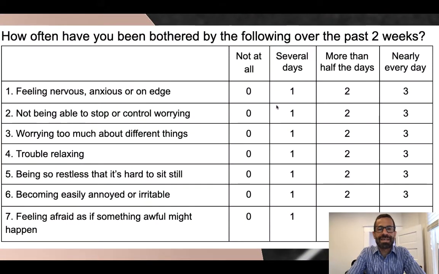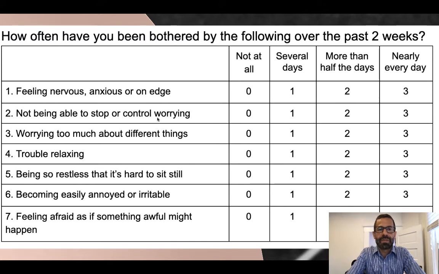This is the generalized anxiety disorder screening instrument called GAD-7 for the 7 questions. And I recommend you pause and calculate your own GAD-7 score. Ask yourself, how often have you been bothered by the following over the past 2 weeks? Feeling anxious, nervous, or on edge? Not at all, several days, more than half the days, nearly every day. Assign yourself a point value based on your response.